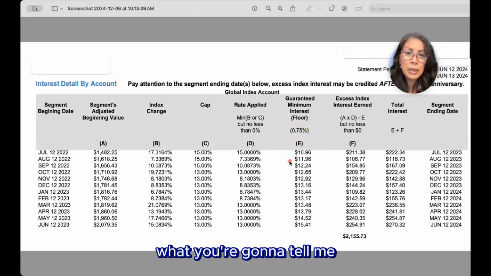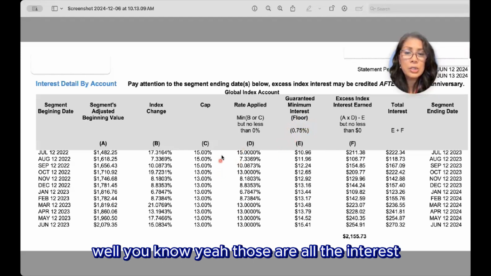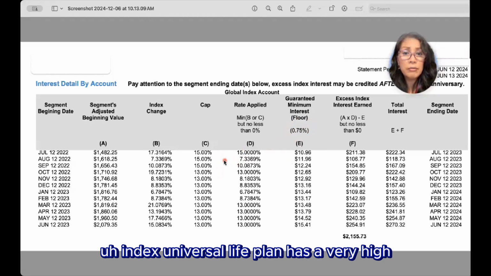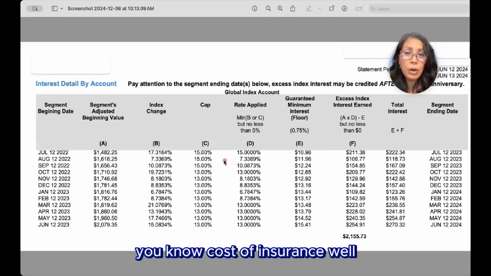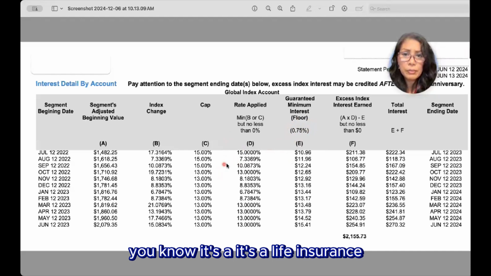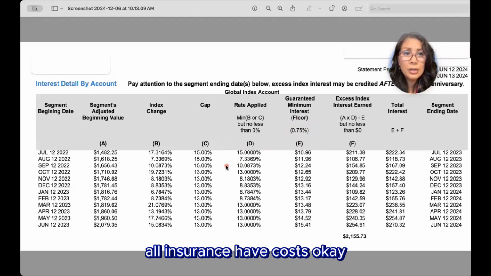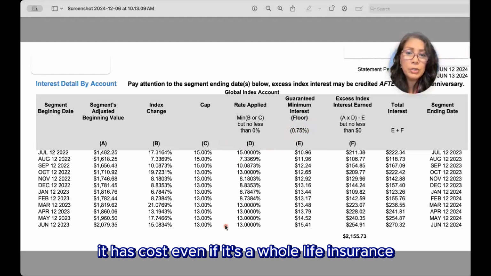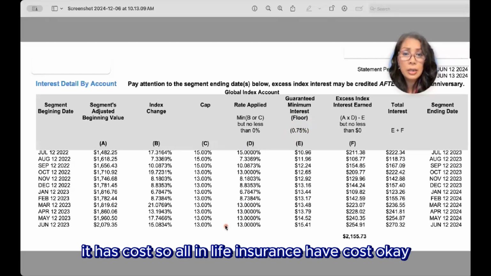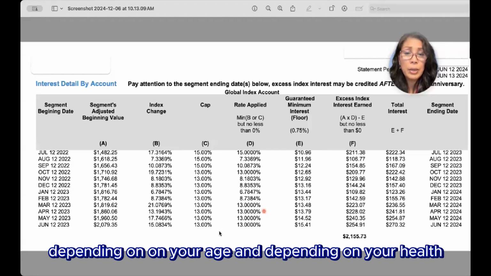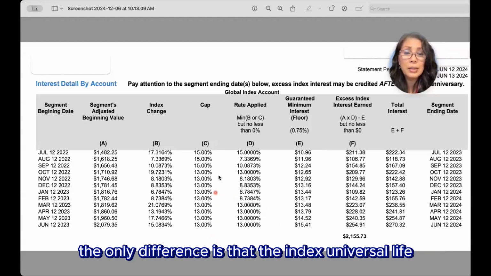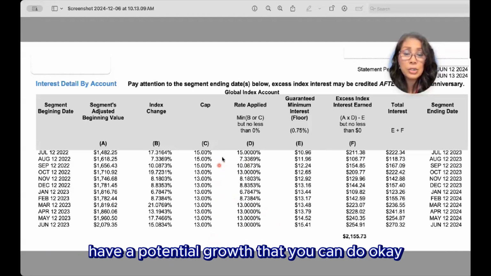But you're going to tell me, well, yeah, those are all the interest, but this index universal life plan has a very high cost of insurance. Well, it's a life insurance, so there's really a cost of insurance. So again, all insurance has costs. Okay, so make sure you know that. Even if it's a term insurance, it has cost. Even if it's a whole life insurance, it has cost. So all life insurance has costs, depending on your age and depending on your health. Okay, the only difference is that the index universal life has a potential growth that you can get.